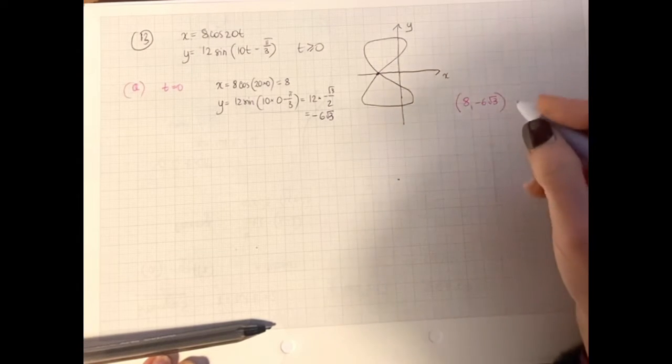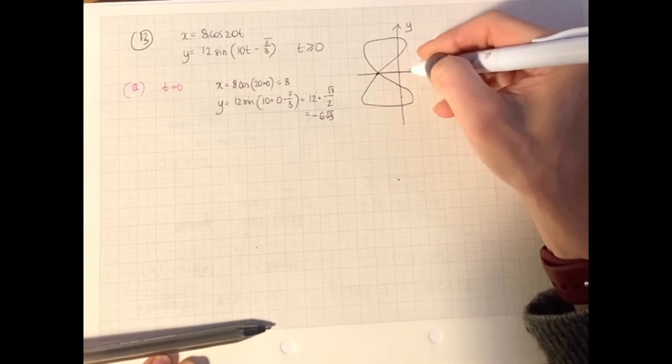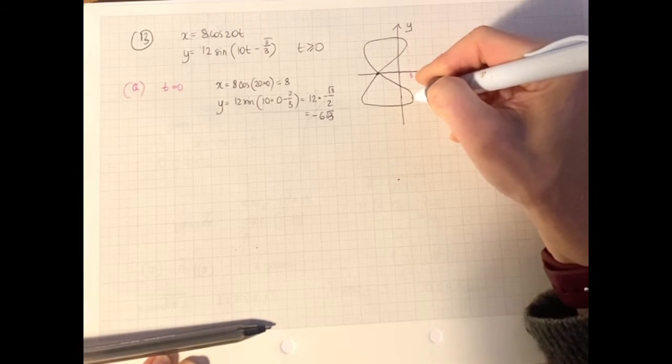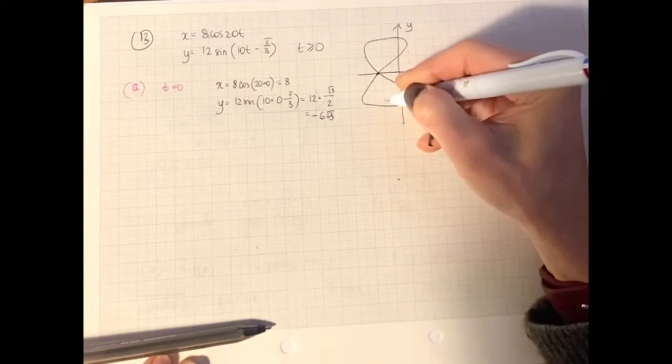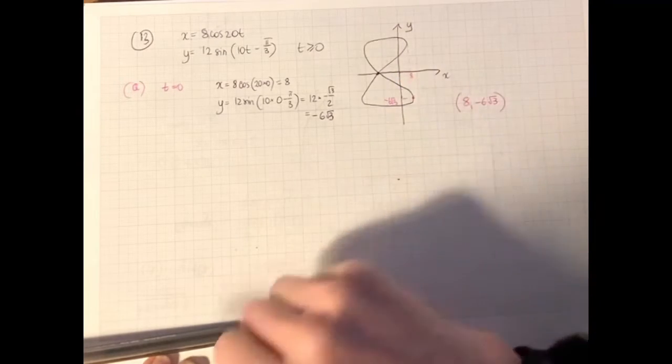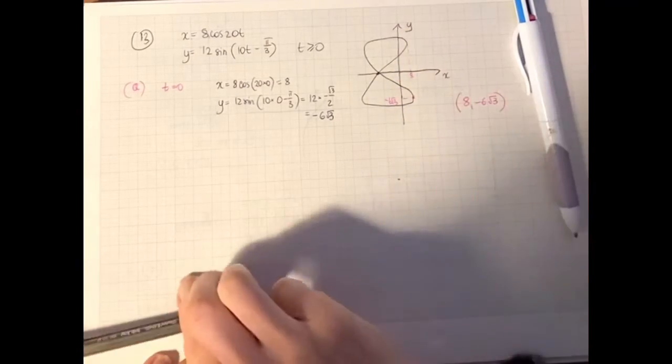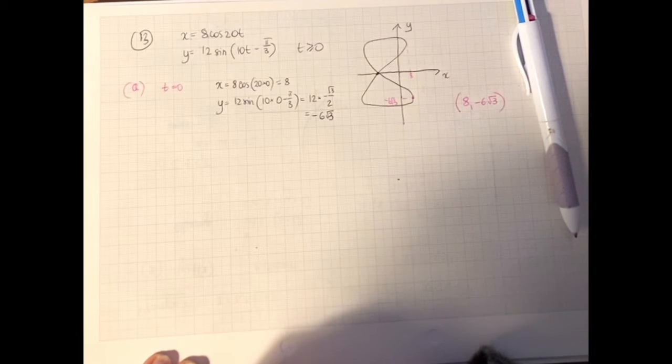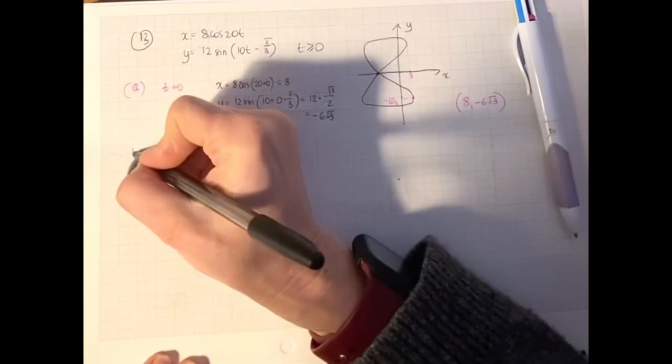So if you look at the diagram, these points are here at 8. So it's got to be this point somewhere here. This must be minus 6 root 3. And that will be 8. Part B, find the coordinates of the point where the figure skater intersects his own path.